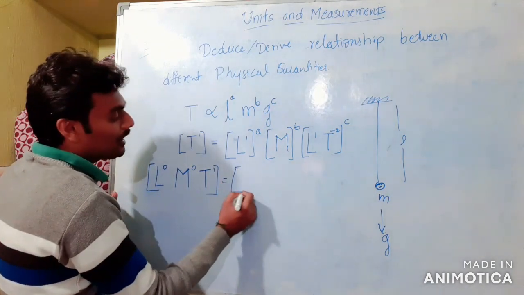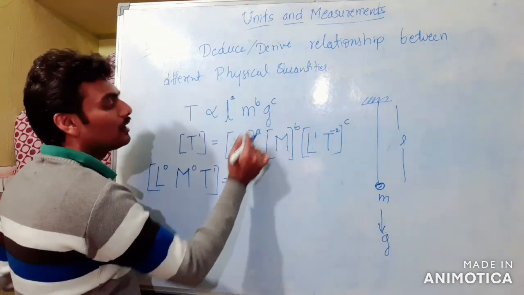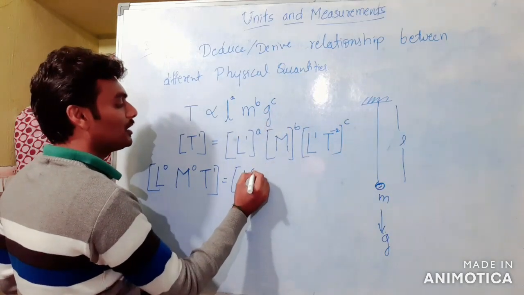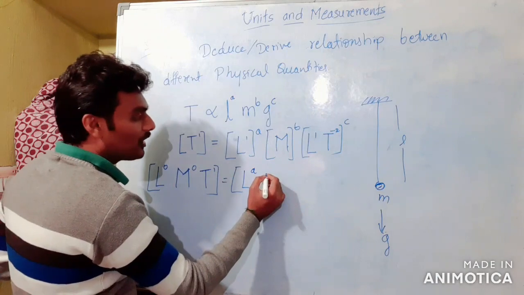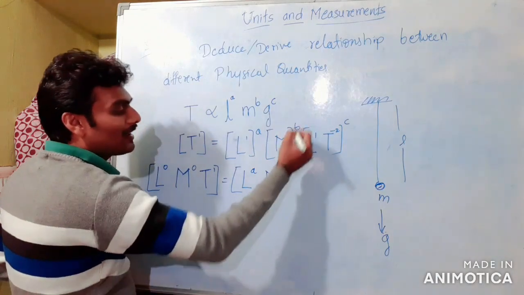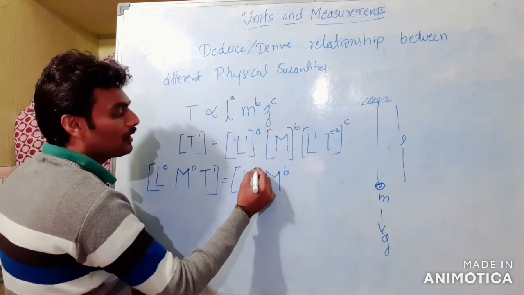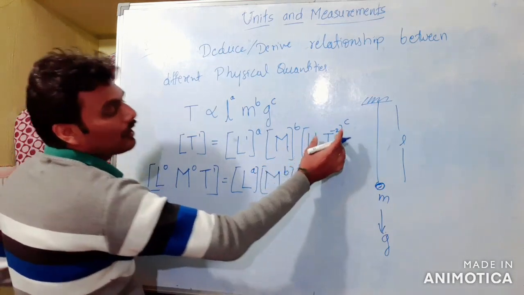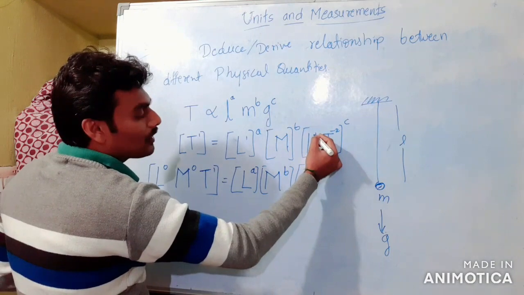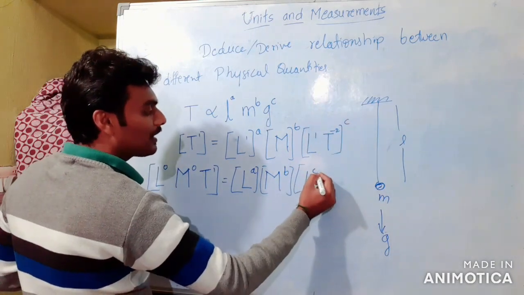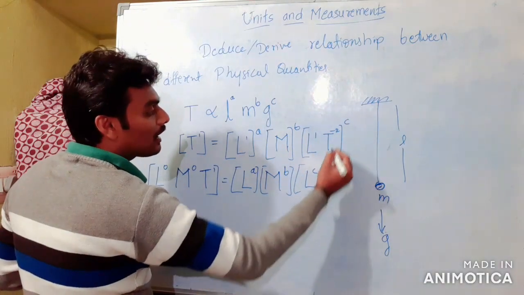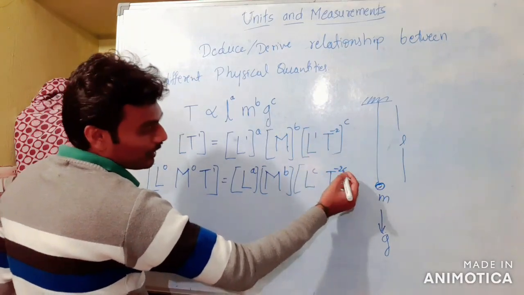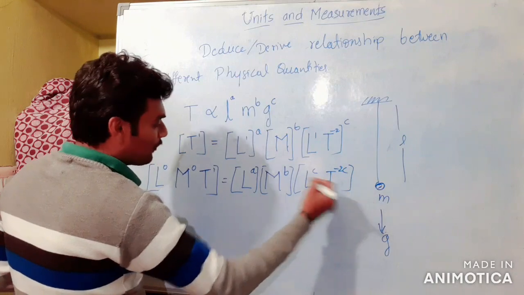And now comes the RHS part. See, L1 to the power of A, it is going to be LA. And then comes M raised to B. Okay, let me put them in different brackets. And the third one, so it is L raised to 1 to the power of C. So it is L raised to C and T raised to minus 2C. Okay, it's product of 2, no? So that's how it is, minus 2C.